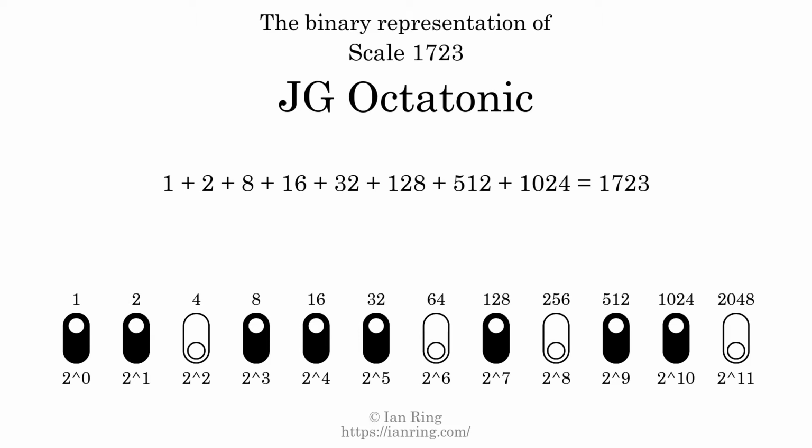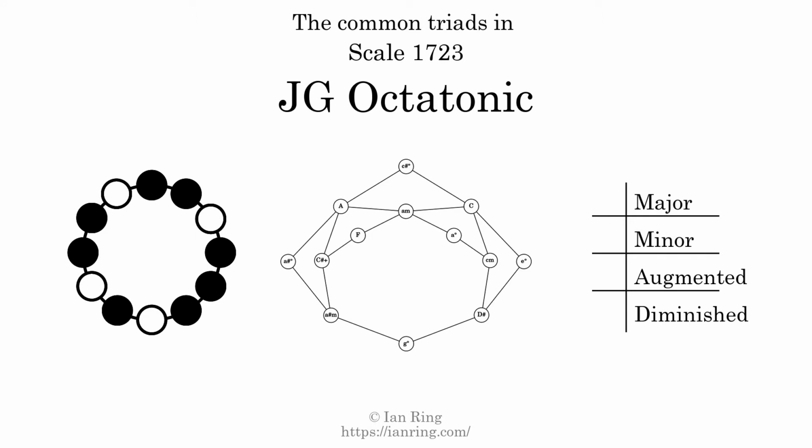1723. The scale number not only enumerates the scale with a unique index, but it also literally describes the tonal content of the scale. Represented as a binary number in base 2, the scale number is 0110101111011. Here are the common triads present in this scale. The diagram in the center is a graph of parsimonious voice leading between triads.